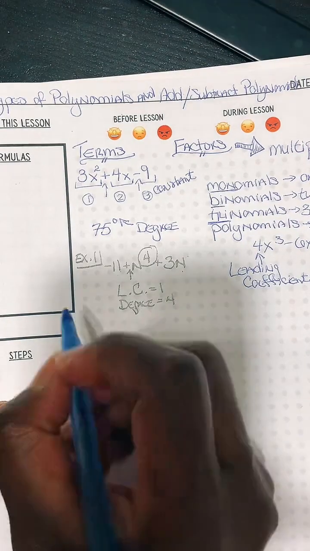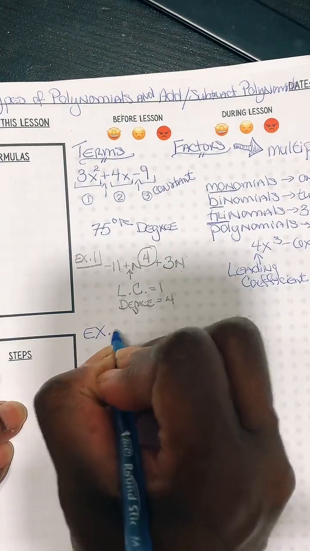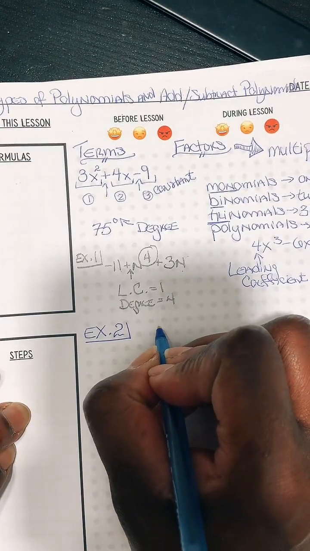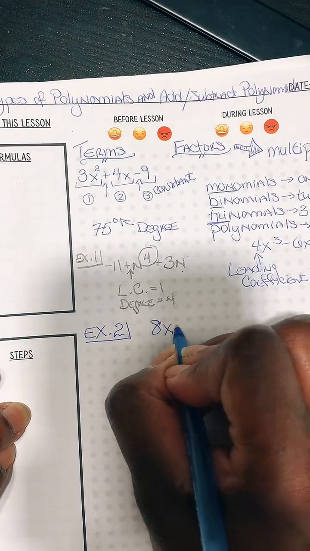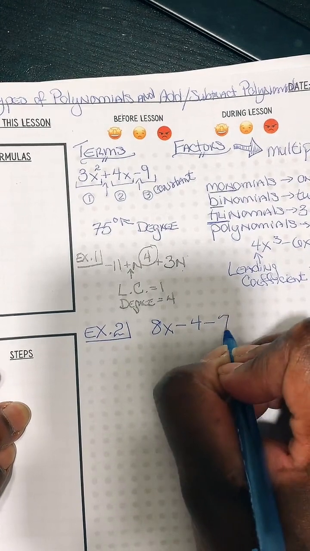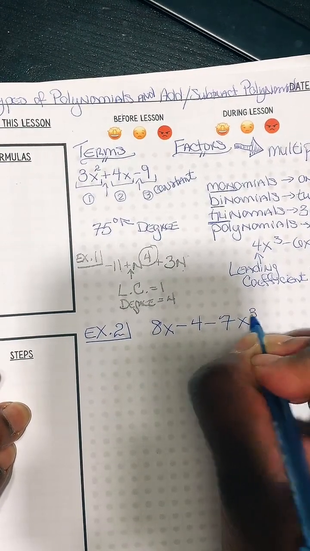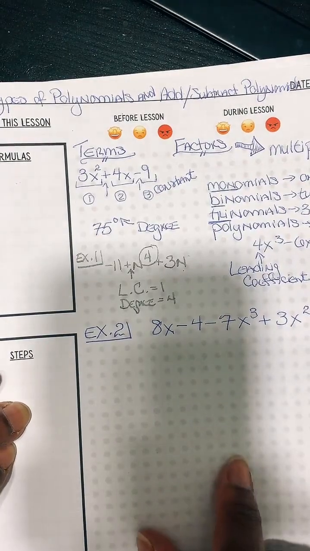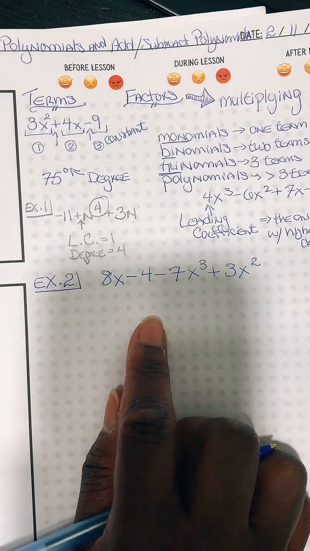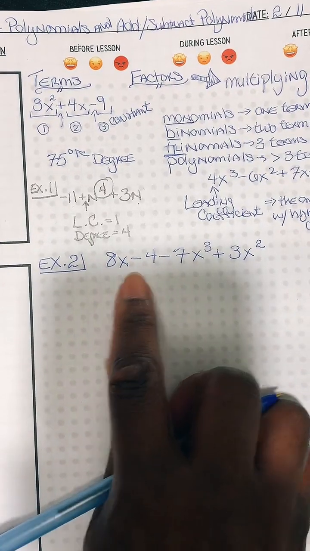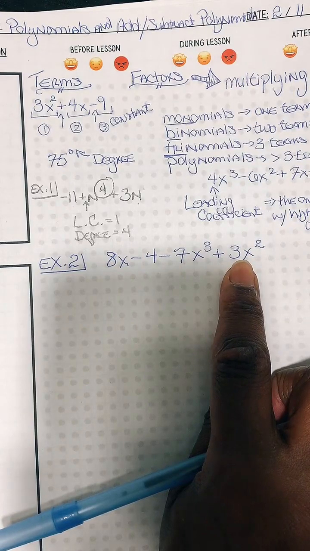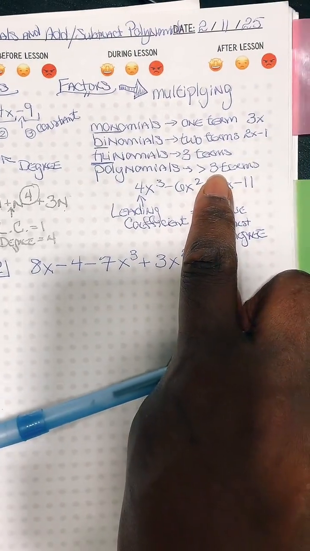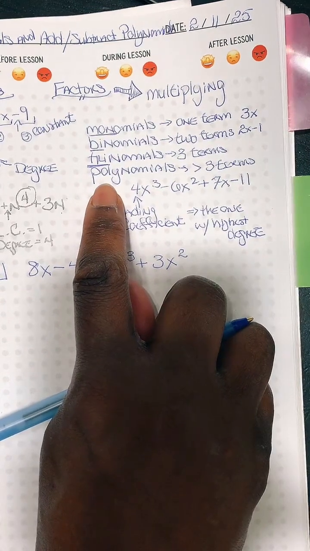So if I give you another example, I'm going to make it a little bit bigger. Let's say 8x minus 4 minus 7x cubed plus 3x squared. Taking a look at this one, we have 1, 2, 3, 4 terms. So that means it is a polynomial, because anything that is more than 3 terms is considered a polynomial.